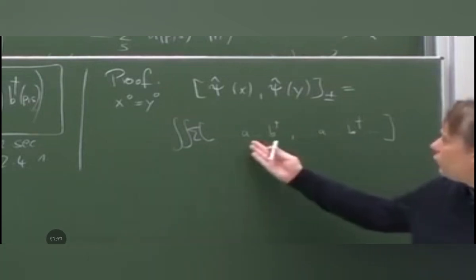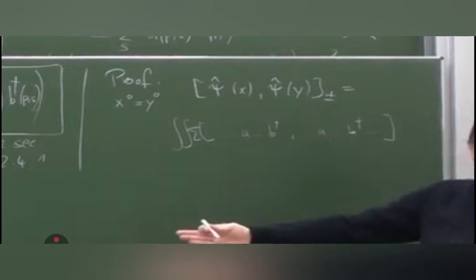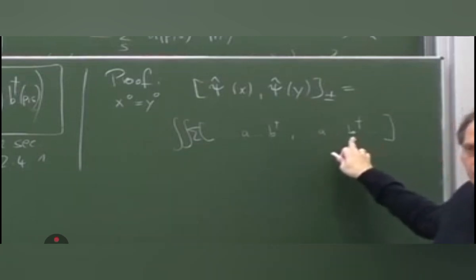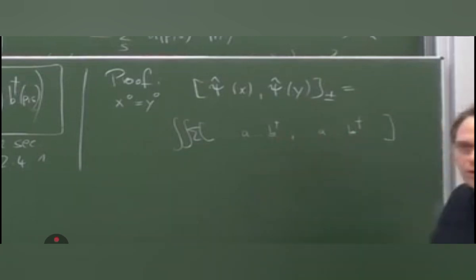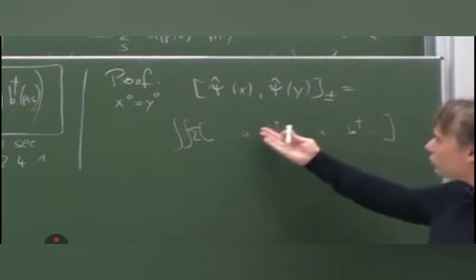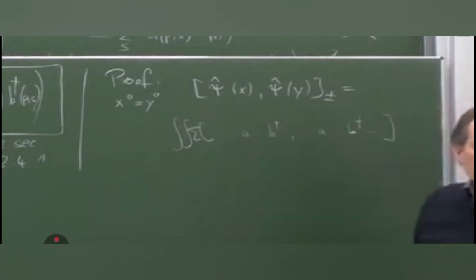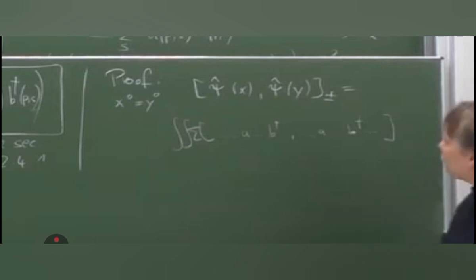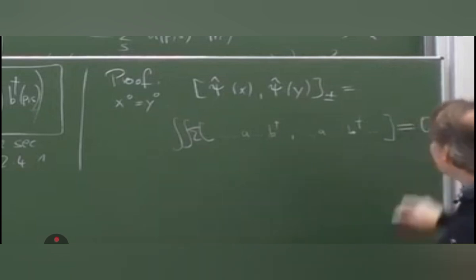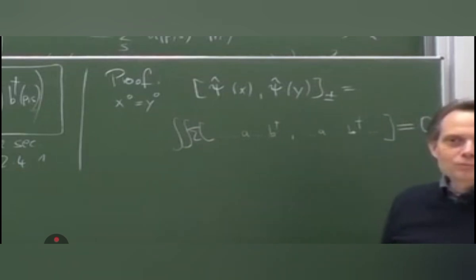A with a gives 0. A with b dagger gives 0. B dagger with b dagger gives 0. So that means overall, whatever you look at, all terms give 0. So therefore, this is 0. That is the easy part.